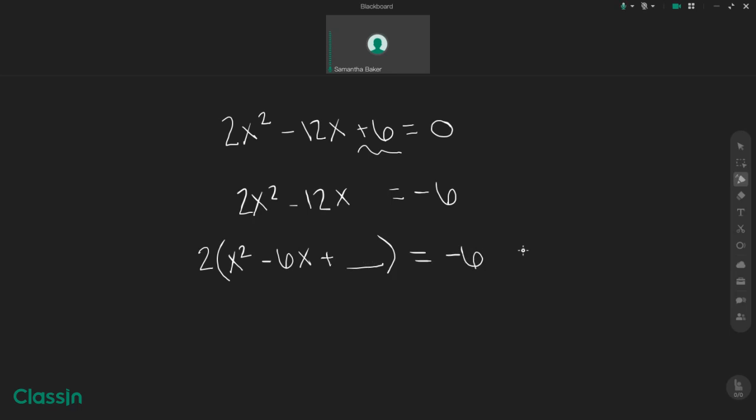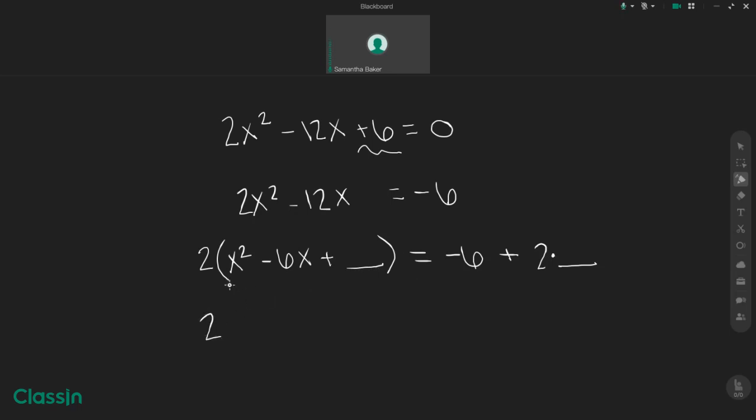But if I add something to the left, I have to keep my equation balanced, and I have to add that same thing to the right. But notice, I'm not really adding whatever number I put in parentheses here. I'm doing 2 times that number. So when I add it to my right side, I need to make sure I multiply whatever number I add in here times 2 to keep it balanced.